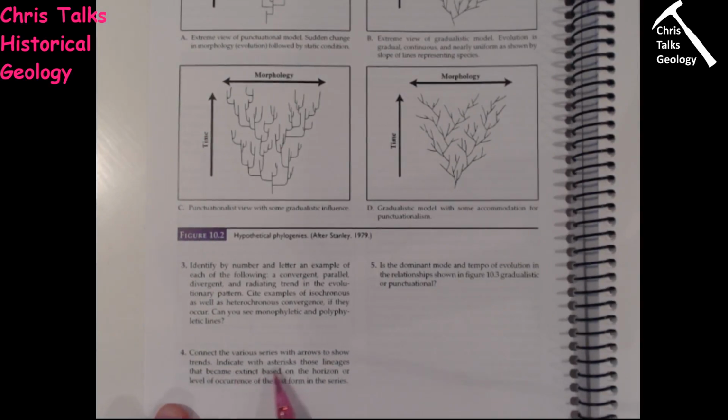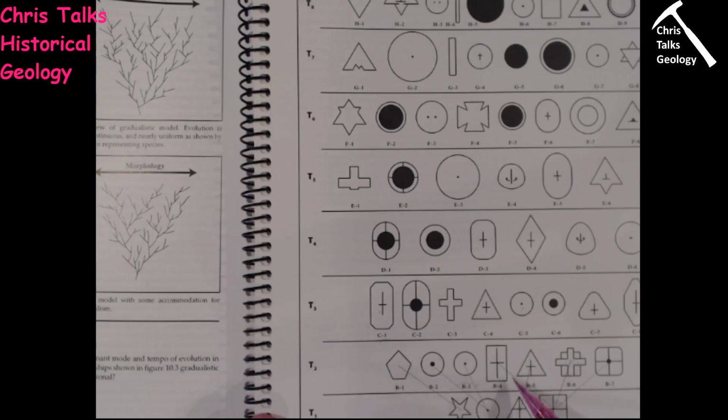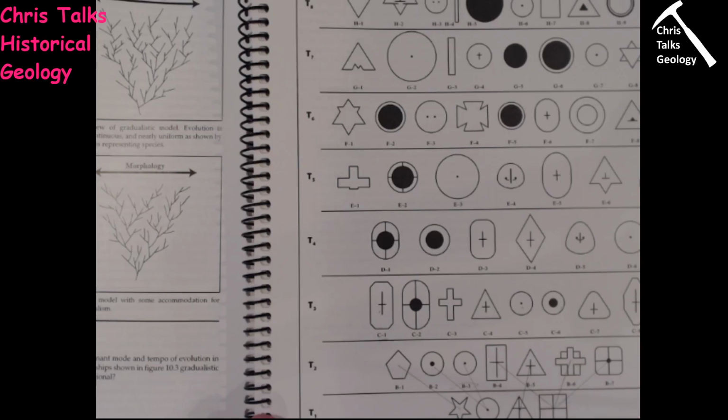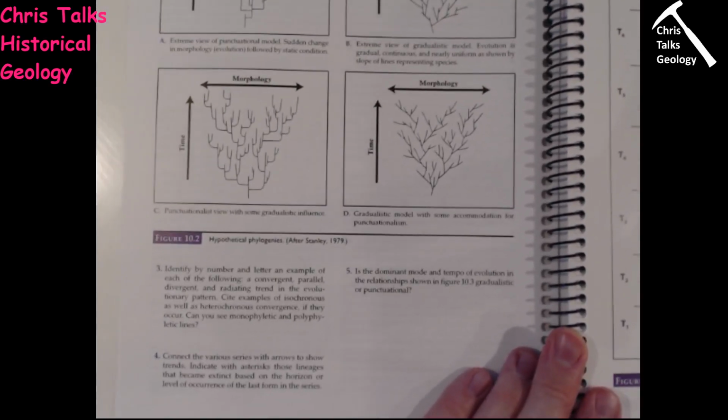Connect the various series with arrows to show trends. Indicate with asterisks those lineages that become extinct. So obviously we've already marked out the fossils that become extinct, so that's great. And so all we're doing is simply using arrows to show the trends. We're just saying, using an arrow, this is the way evolution is going. So in the case of A4, we're just going to use an arrow. A4 goes to B4, B6, and B7. To be honest, it's a bit of a pointless question, but hey, it's what they want.